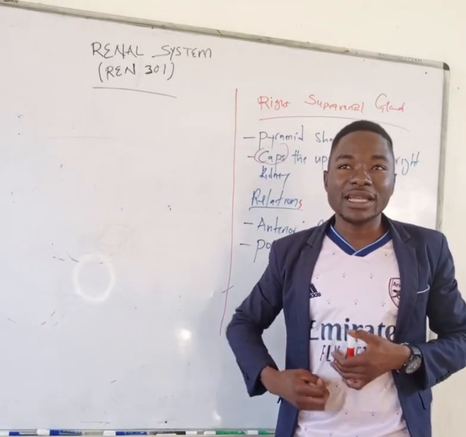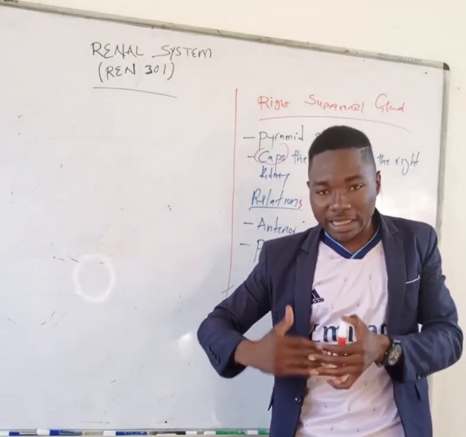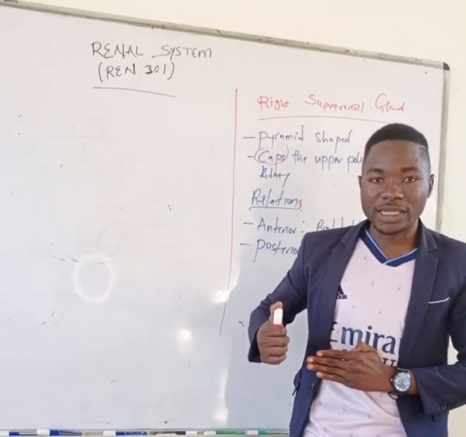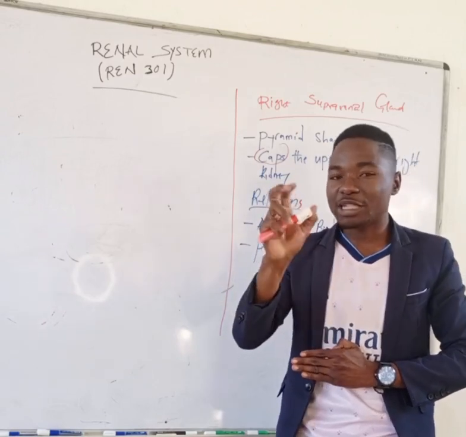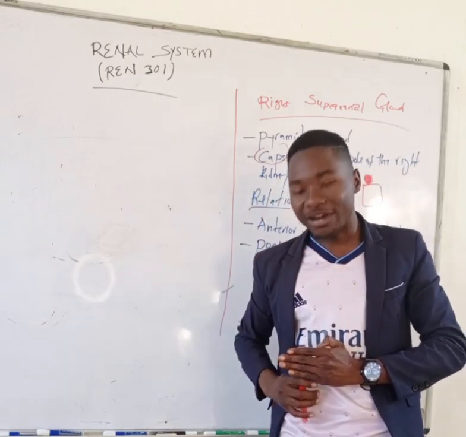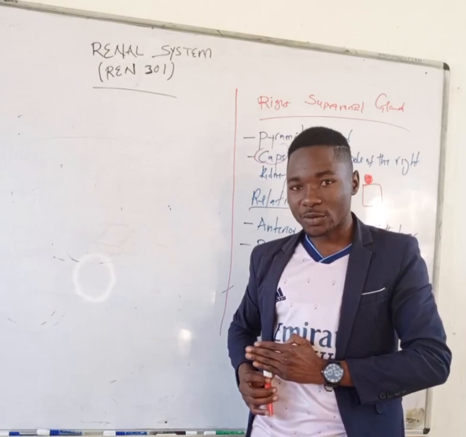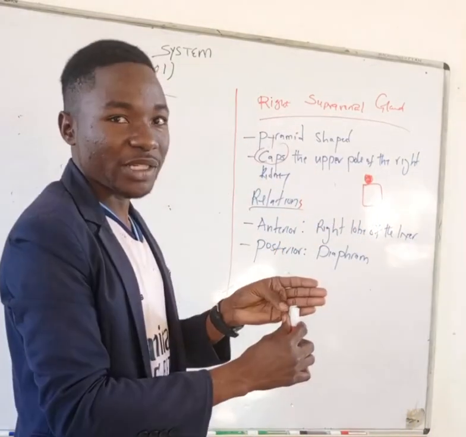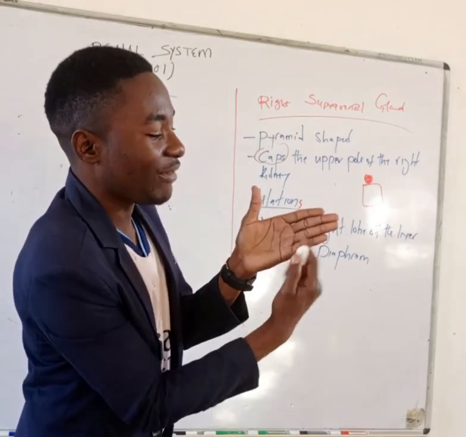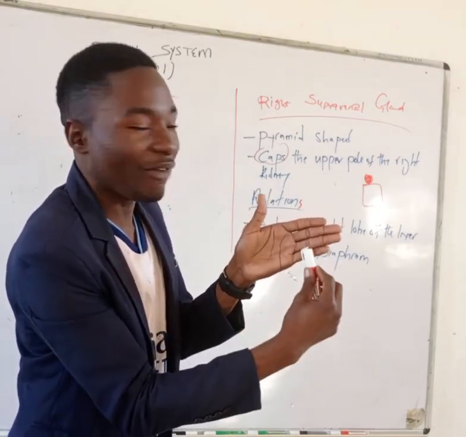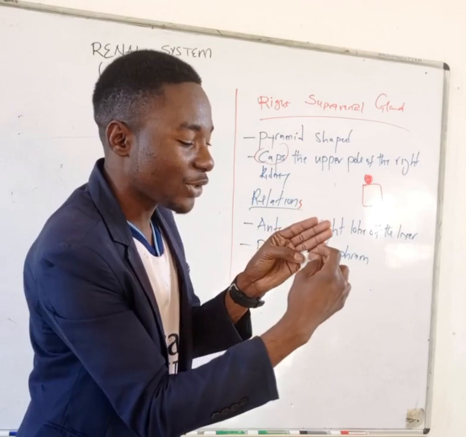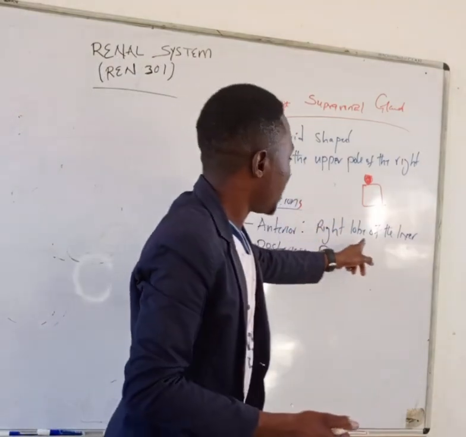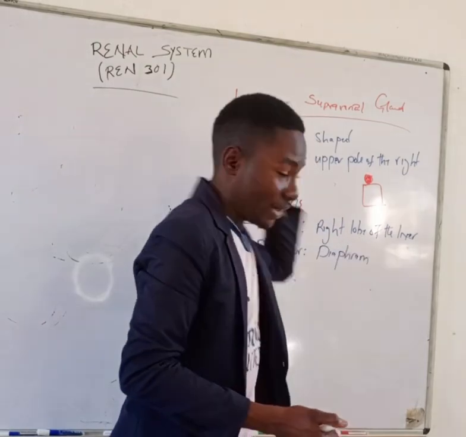So what happens is that it goes like that. Like this is the liver, it's somewhere here on the right aspect. Part of this suprarenal gland is going to be covered here. So if you turn and come back to the posterior aspect, if this is your liver, this is where the suprarenal gland is, it will cover that part. So meaning the anterior for this is the right lobe of the liver.